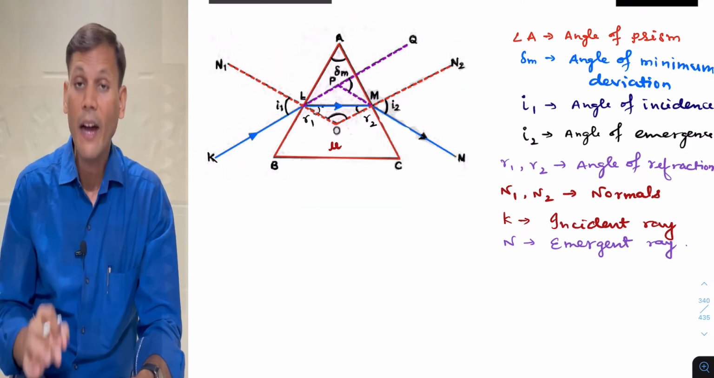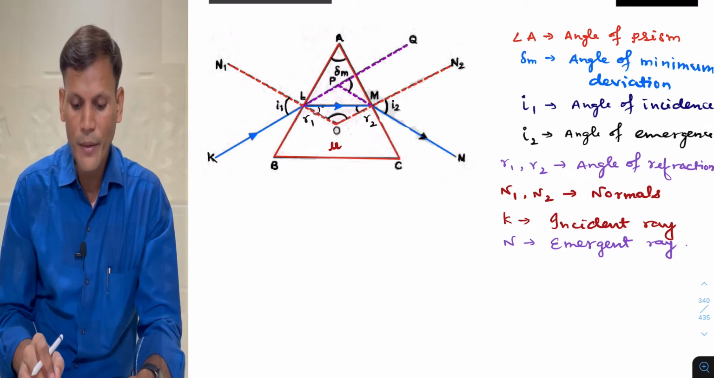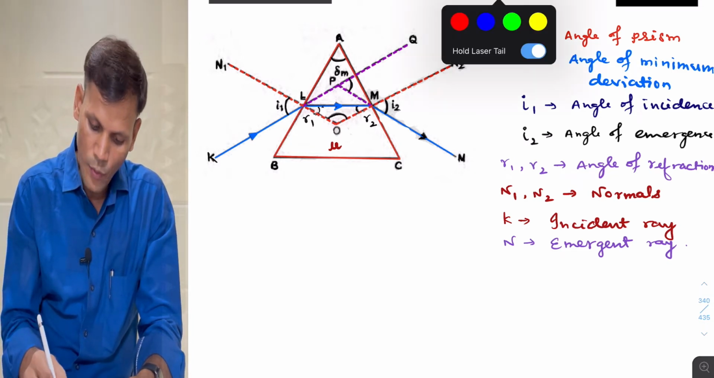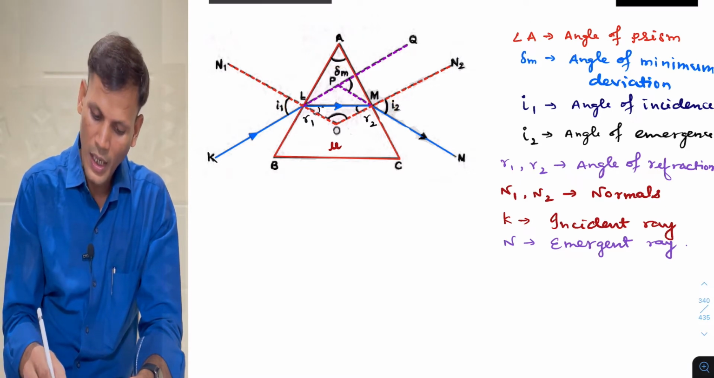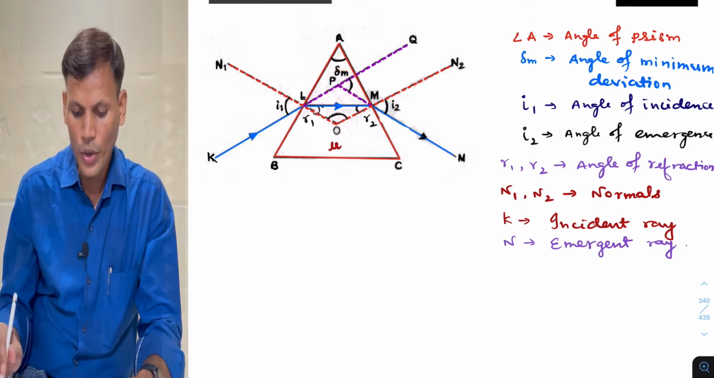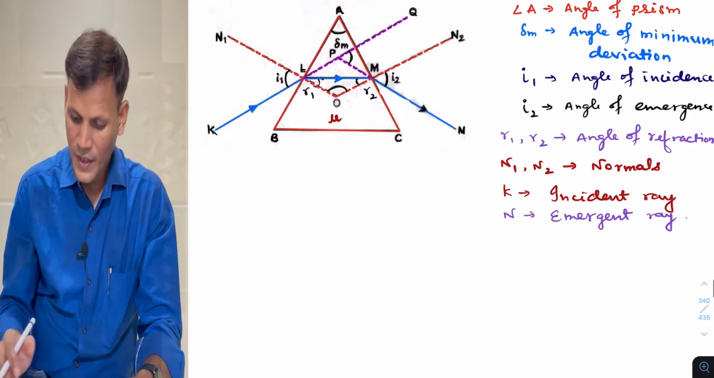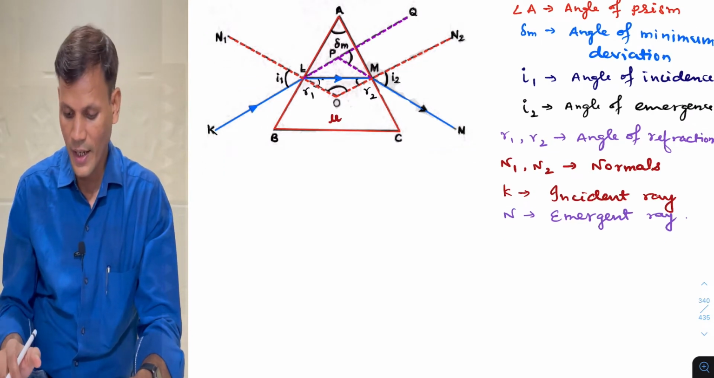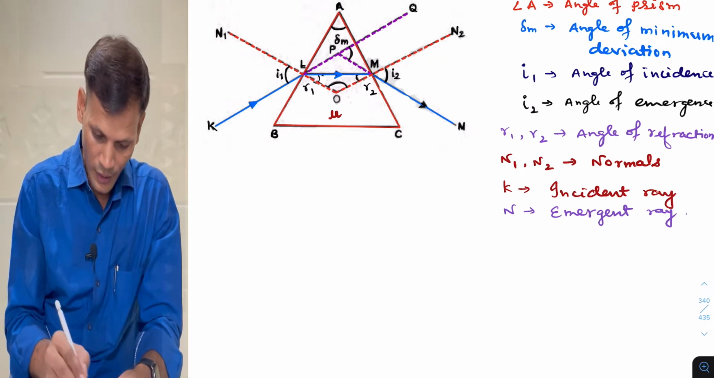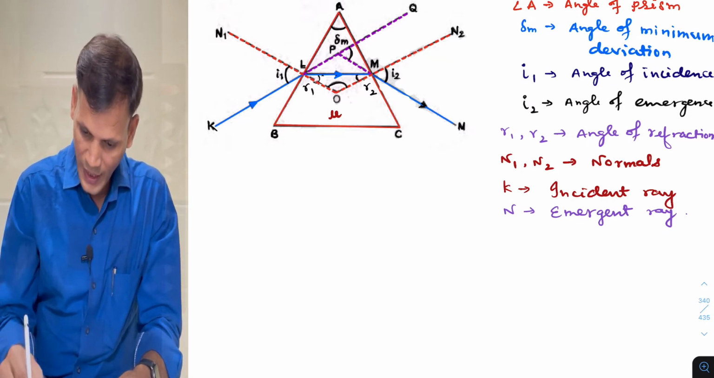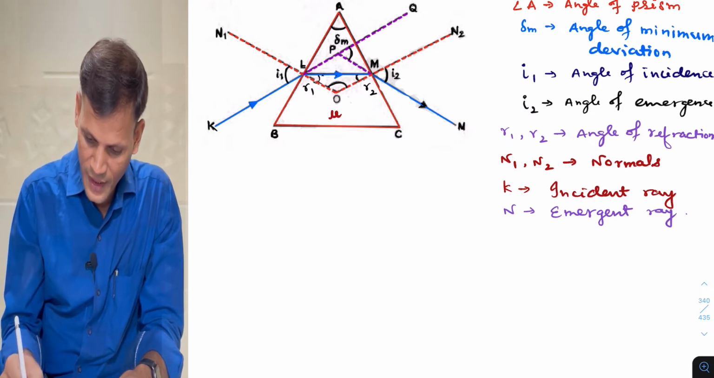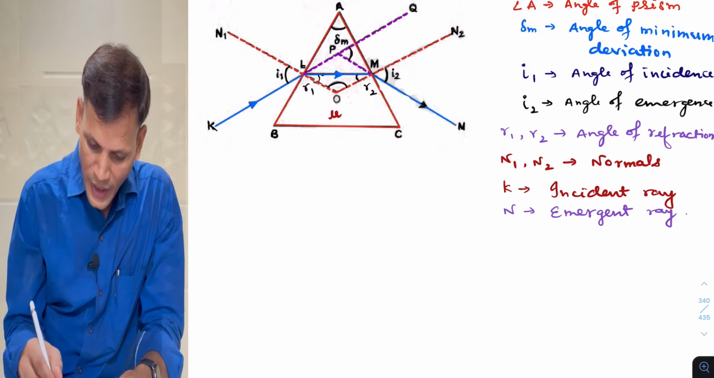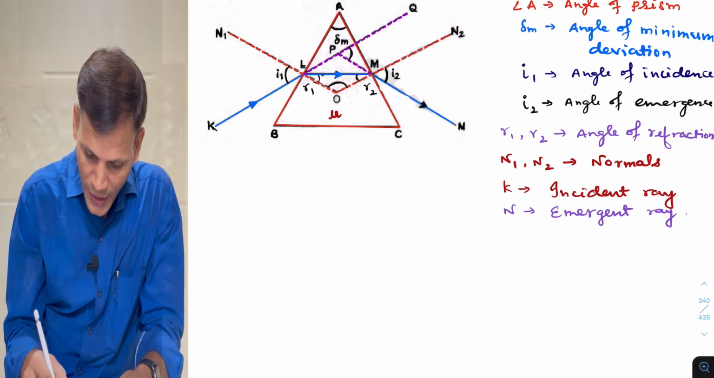So we have to establish the relation between a few terms, that is A, I1, I2 and delta. Between all of these we have to establish the relation. So we can do one thing, according to geometry we can take this triangle. This is a very important thing. We can take this triangle, in this triangle, okay.